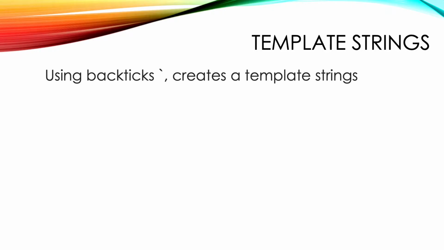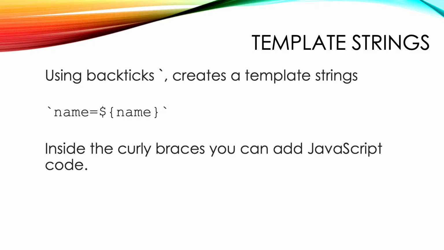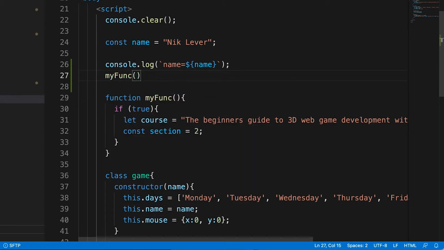Using backticks we create a template string, and if we use $, and the ubiquitous curly braces, you can include JavaScript code inside the string value. This will print the value of name. Then we call the function myfunc. Before we run this, let's have a quick look at this function.